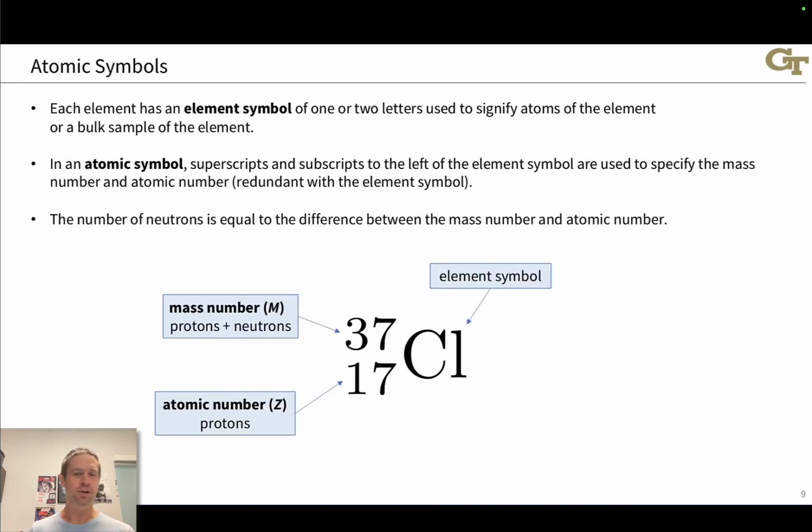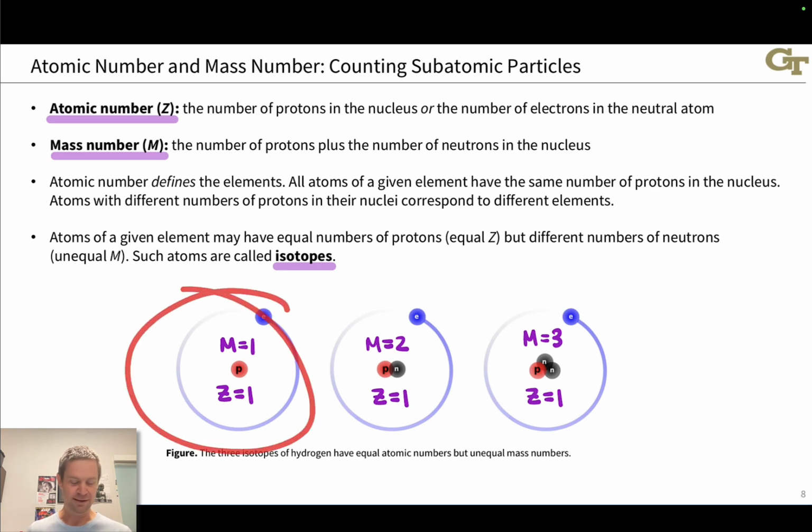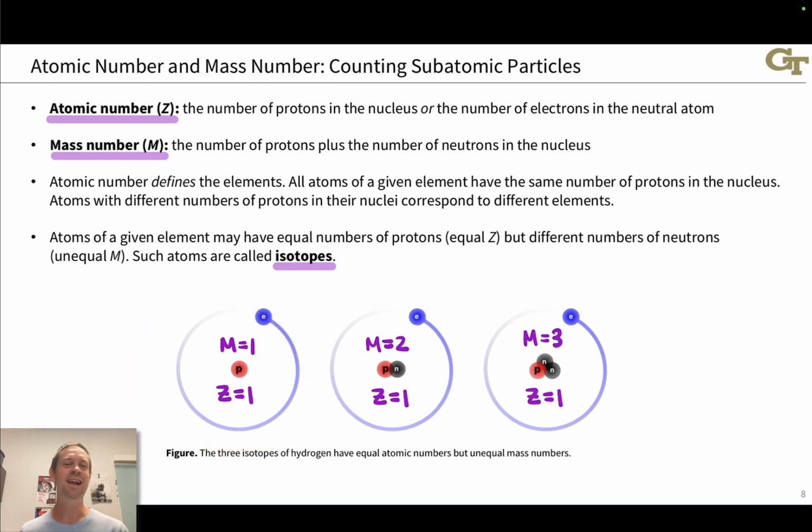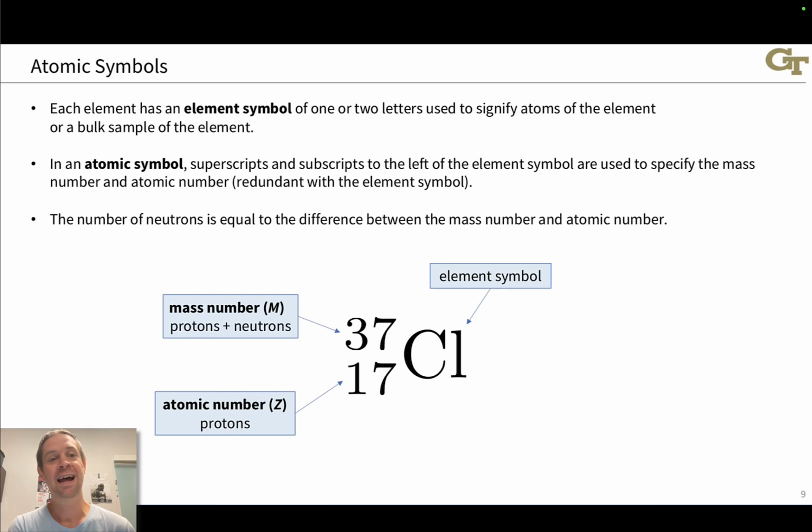Now, this is a bit of a clunky representation, especially for the not artistically inclined, and we'd like a textual way to represent a particular isotope of an atom with its atomic number and mass number. We do this using an atomic symbol. You probably know from everyday life, and if you've ever looked at a periodic table, that each element has an element symbol. This is one or two letters starting with a capital letter, and that symbol is used to signify atoms of that element or a bulk sample of the element.